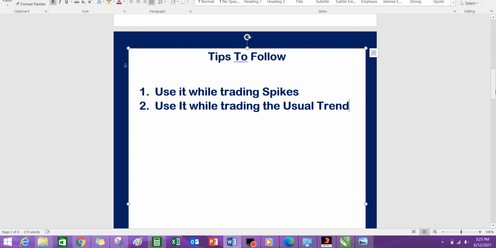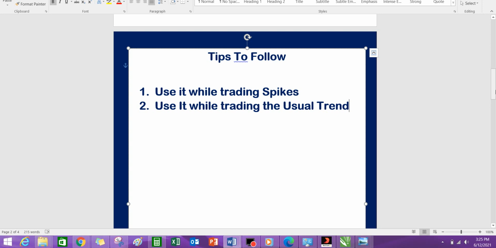The first way is when trading the spikes. Okay, when trading the spikes, you can use stop loss to keep some profit, to lock up some profit for yourself. It's very easy. That is the easiest way to go about it. Okay, then the second aspect is to use it while trading the usual trend.